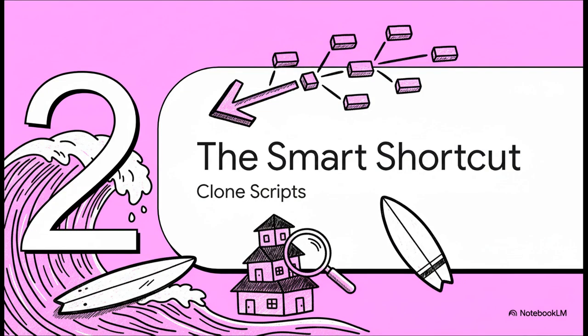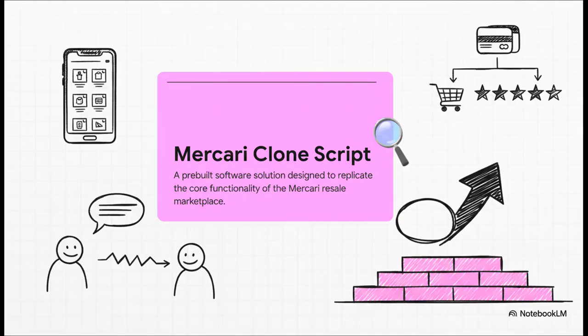So the big question is, how do you catch this massive wave without having to build a brand new surfboard from scratch? Simple. You start with a design that's already proven to work, and that's where this smart shortcut comes in. We're talking about clone scripts. Let's get super clear on what we mean by this. A Mercari clone script is basically a marketplace in a box. It's a pre-built software engine that already has all the essentials figured out for you. User profiles, product listings, in-app chat, payment systems, reviews, the whole shebang. It's the rock-solid foundation you can build your unique brand on top of.